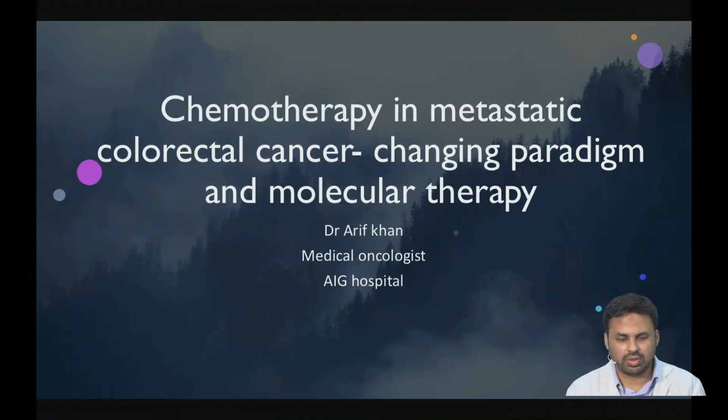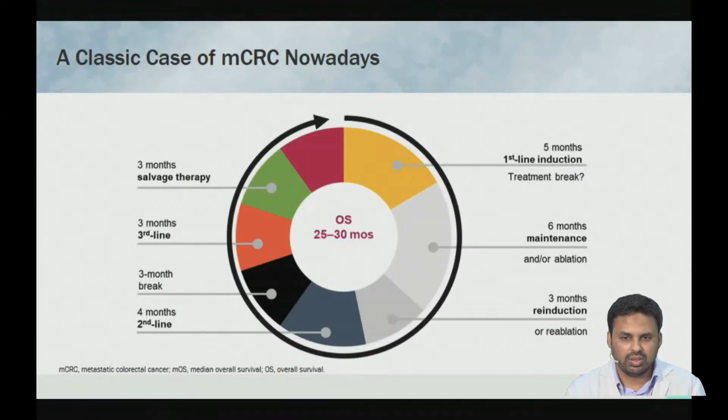Thank you, sir. So today I will be talking about metastatic colorectal cancer and also giving a brief overview of the molecular therapy which we are using in metastatic colorectal cancer. Initially the survival in metastatic colorectal cancer was around 6 months, and with the advent of immunotherapy and targeted therapy, and also by doing broad molecular profiling, we have improved the survival to 25 to 30 months now.